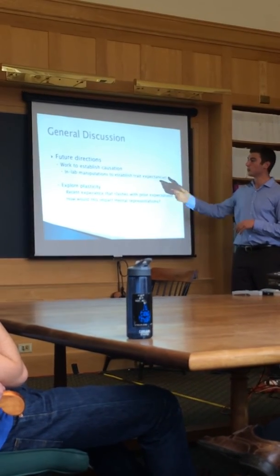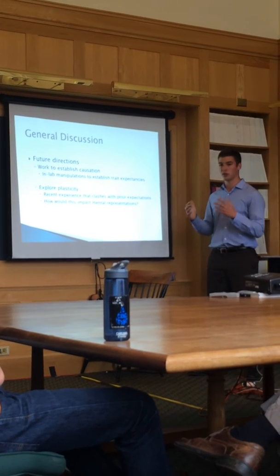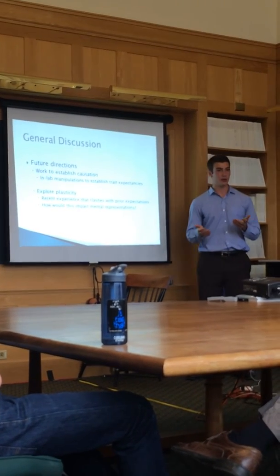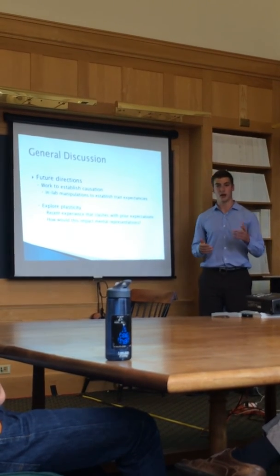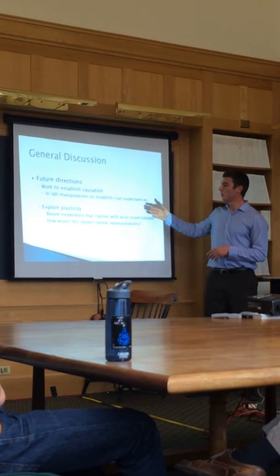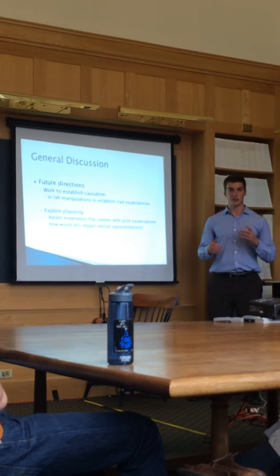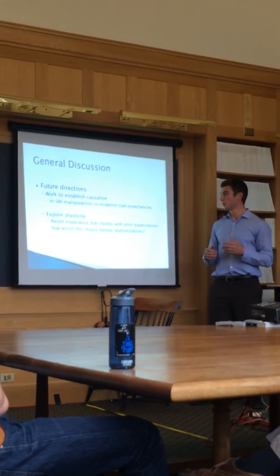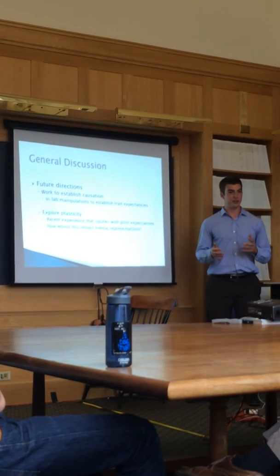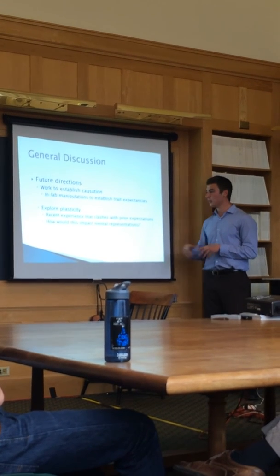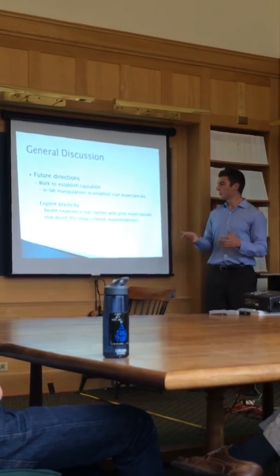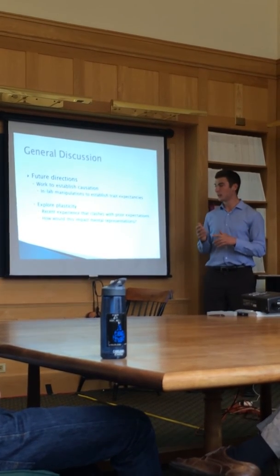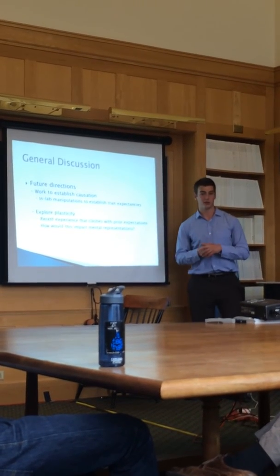One thing, the first priority, would be to work to establish some sort of causal effect. So I've shown a relationship between this positive valence bias and participants' positive valence judgments. But what I would want to do would be in-lab manipulations to establish these trait expectancies in a controlled setting and then see if they still affect these mental representations. And I would also want to explore the plasticity of these effects. So if there was recent experience that clashed with these prior expectations, how would this impact our mental representations, for example?